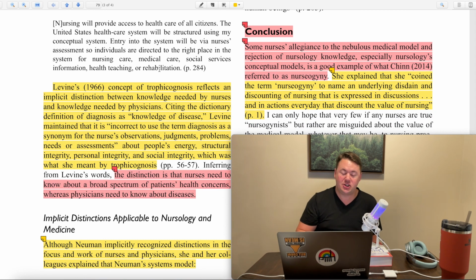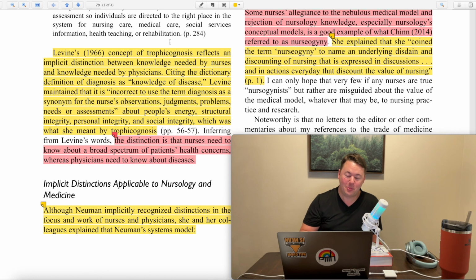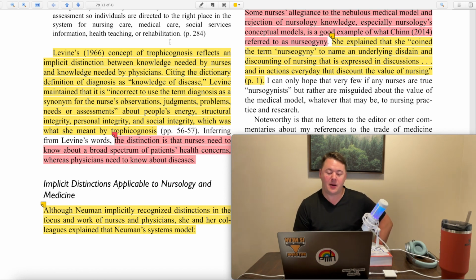Citing the definition from the dictionary of diagnosis as knowledge of disease, Levine maintained that it is incorrect to use the term diagnosis as a synonym for the nurse's observations, judgments, problems, needs, or assessments about people's energy, structural integrity, personal integrity, and social integrity, which was what she meant by trophicognosis. First, the nurse's assessments about people's energy, structural integrity, personal integrity, or social integrity. What does she mean by personal integrity? In psychology, personal integrity is an umbrella construct with multiple integrative other constructs, which are also themselves latent variables embedded within it. That's the same with social integrity.